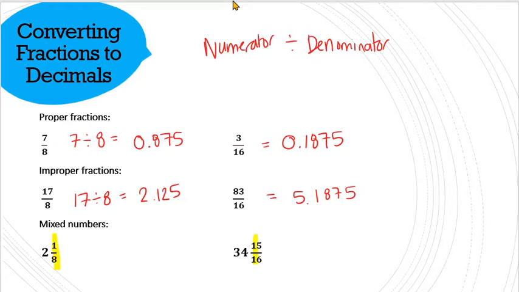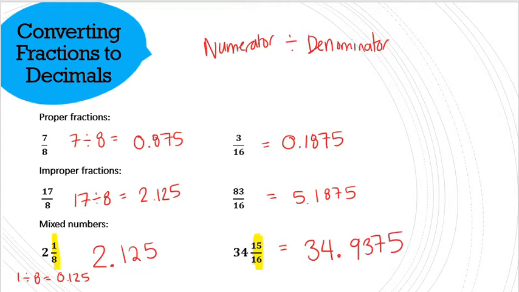The only weird thing happens with mixed numbers, and all you have to do there is only deal with the fraction and bring the whole number along for the ride. You're going to keep the 2, and then you put a decimal place, and then you put whatever 1 divided by 8 is. So in this case, 1 divided by 8 is 0.125. Therefore, I just add that to the 2 that I already have and get 2.125. Likewise, for 34 and 15/16, I know it's going to be 34 point whatever 15 divided by 16 is, and that happens to be 0.9375. So I'm adding them together.